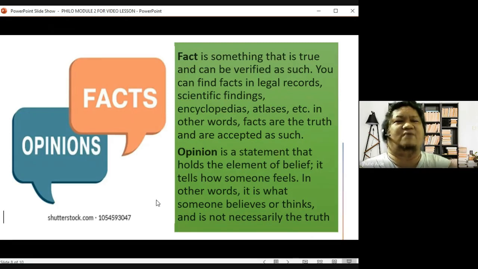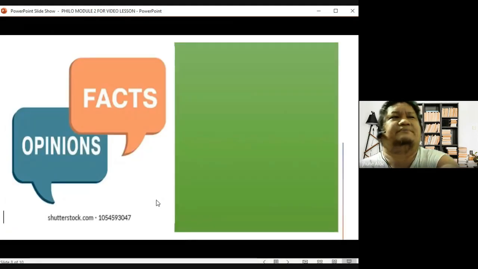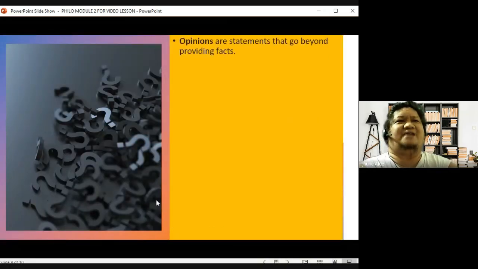So, for example, if we go back to statement number four, my sister is a selfish person because she ate the last piece of pizza and did not share it with me. So that's an opinion because it shows the feeling of the person who is talking, the speaker. Okay, that's how she thought and that's how she observed her sister. Now, opinions are statements that go beyond facts. Okay.